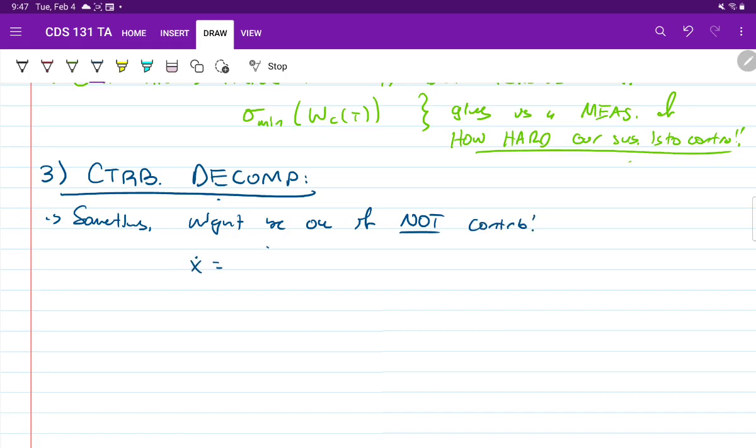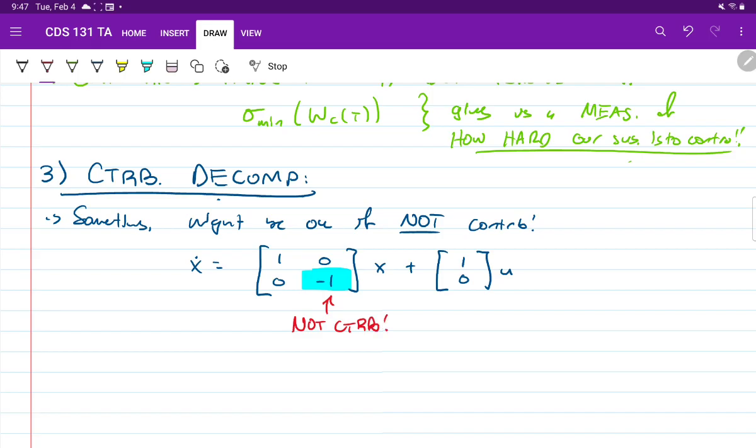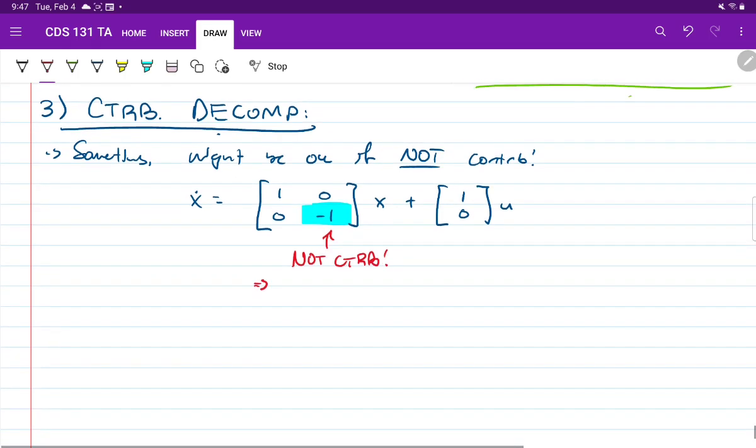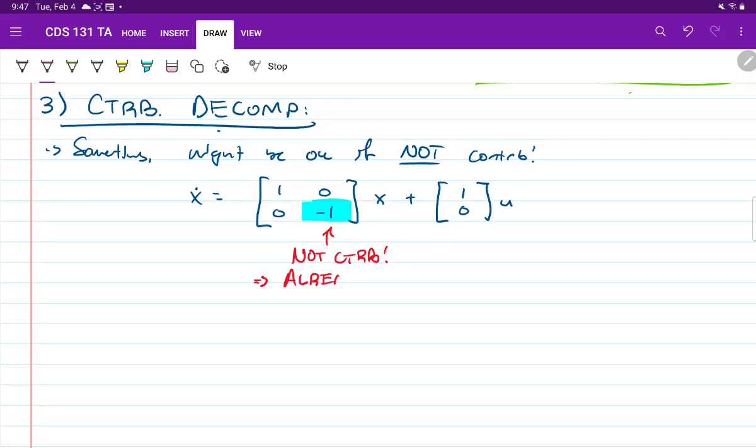So if, for example, I take the system x dot equals [1, 0; 0, -1] times x plus [1; 0] times u, then I can't control this piece of the state, right? So this is not controllable. But if my aim is to, say, stabilize this system, the nice thing is this is already stable, right? So the basic idea is if the part of my system that I can't control is already stable, maybe that's going to be fine for some purposes, okay?